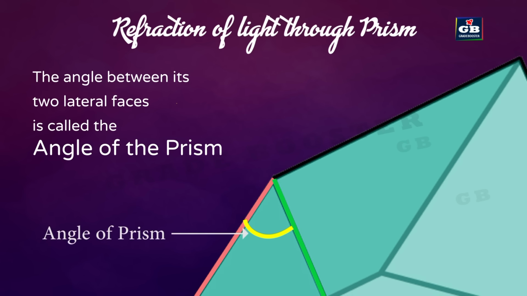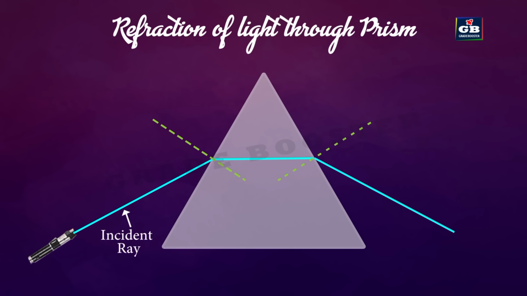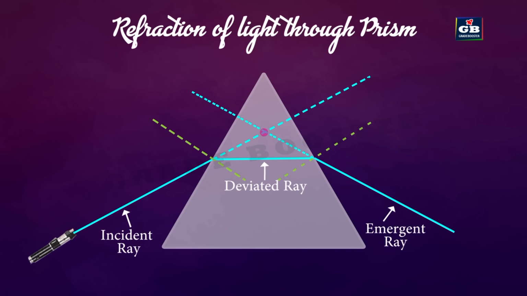Let us pass some laser light through this prism at some angle. The light rays get deviated and emerge out from the other side. Now, let us draw the normal for the incident ray and the emergent ray. Now, this is the incident ray. This is the deviated ray, and this is the emergent ray. Now extend the incident ray and emergent ray. They both meet at a point. The angle between these two rays at this point is the angle of deviation.